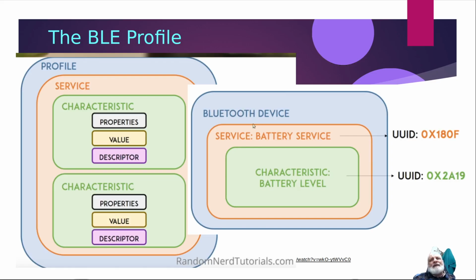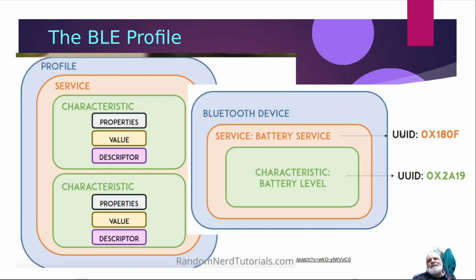Now, one of the most common you would see would be something like a battery service. So you have a Bluetooth device, right? If it's running off a battery, which most of them probably do, there's a designated battery service. So it has an ID number specifically for this. Now, UUID stands for Universally Unique ID.